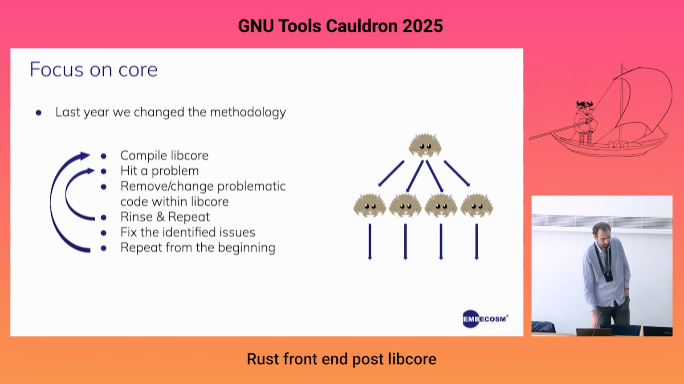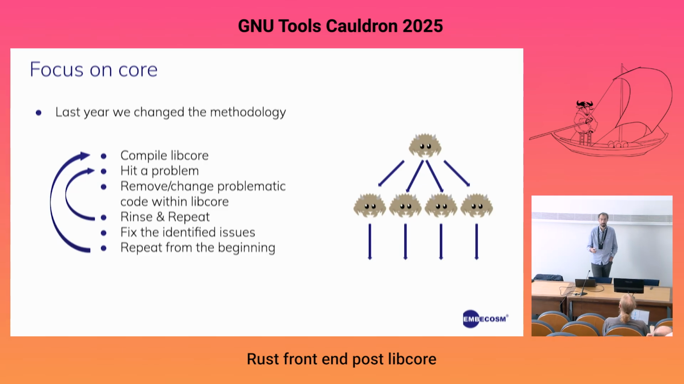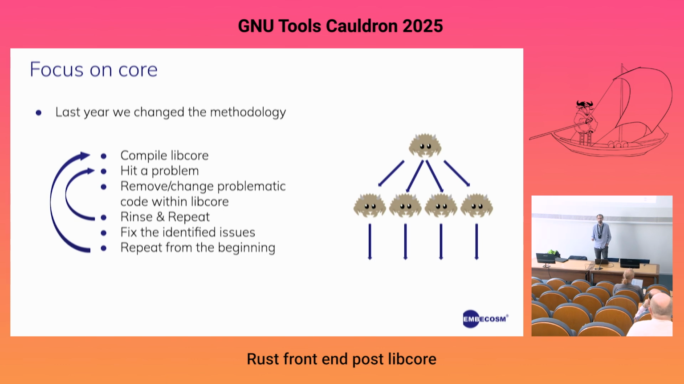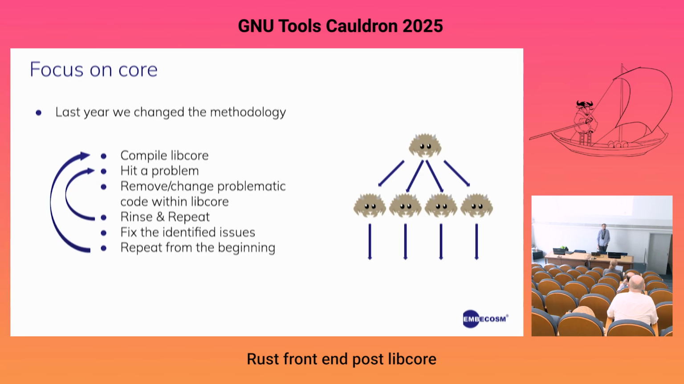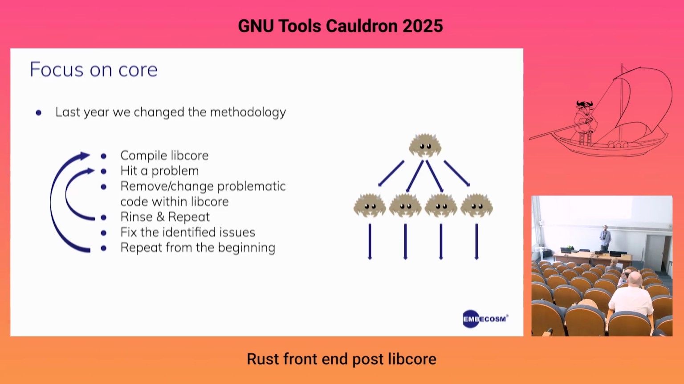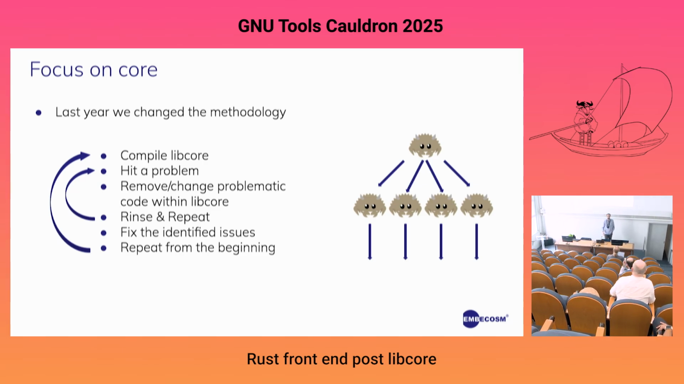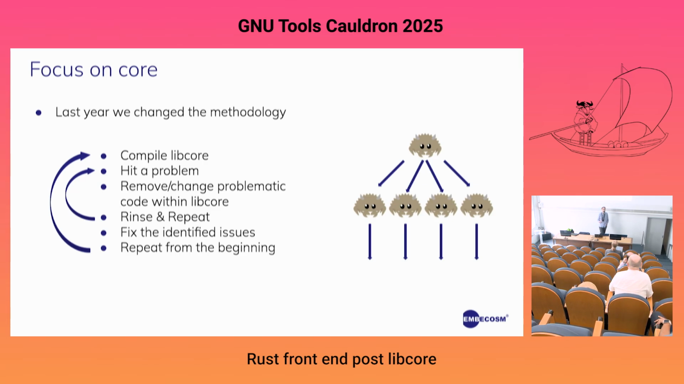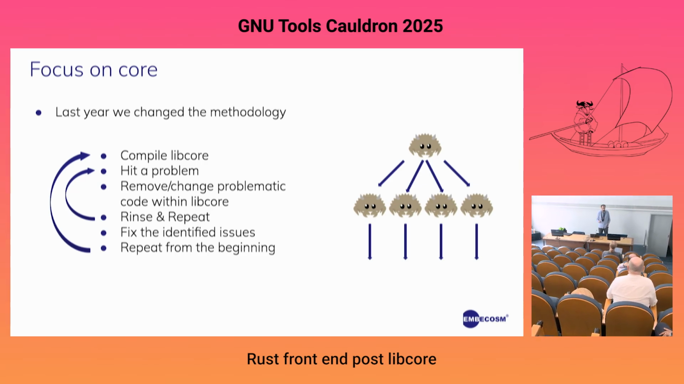So this is not the case anymore because during the past few years, we've chosen to focus on the core library. So our workflow was, for the past year, try to compile libcore, and obviously it doesn't work because the compiler is incomplete. So you hit a problem, you report the issue on the repository, you remove the problematic parts, and you try to work around it. And you begin again, you try to find a problem, report it, and you try to fix the identified issues. It's great because a lot of contributors can work at the same time on the libcore goal.